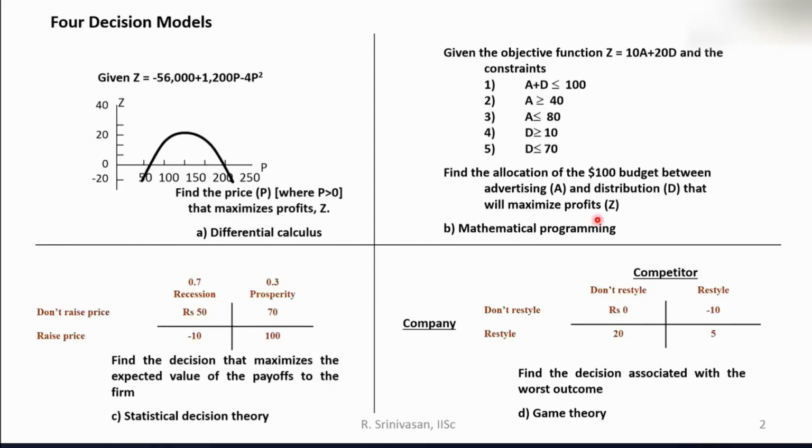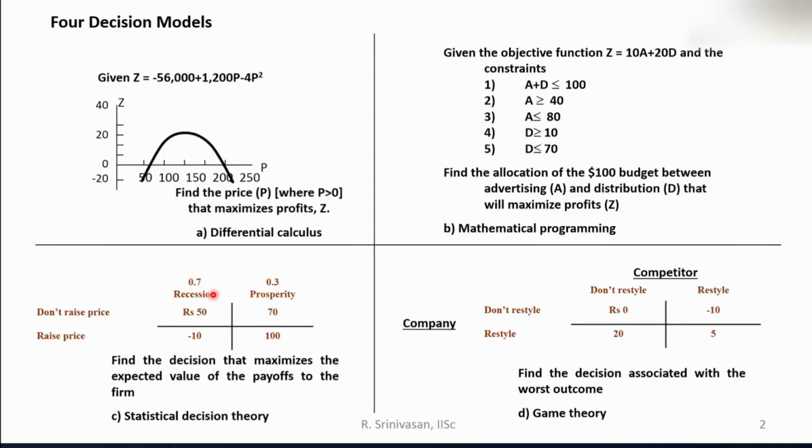Then we may make use of statistical decision theory. Let us say there are two scenarios which you are visualizing. One is the economy goes into recession. The second is the economy goes into prosperity. Now, as a company, you have two choices. One is to raise the price of the product. Another is not to raise the price of the product. Kindly note that all these are hypothetical scenarios, just to illustrate what these decision models are.